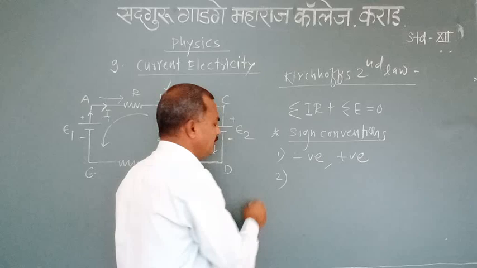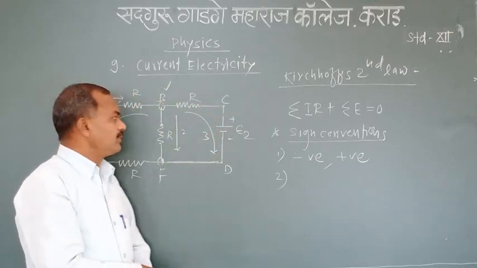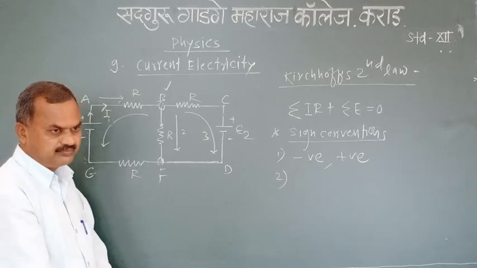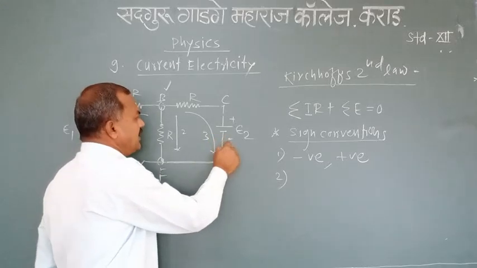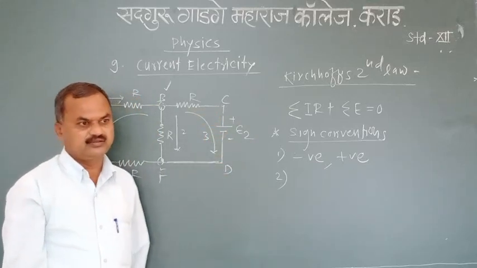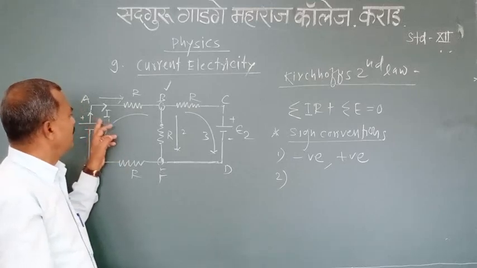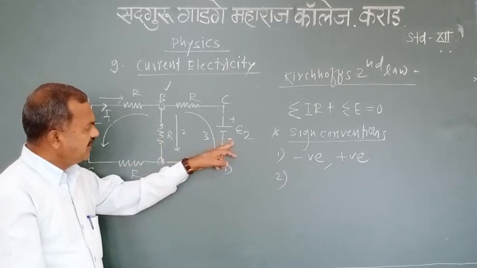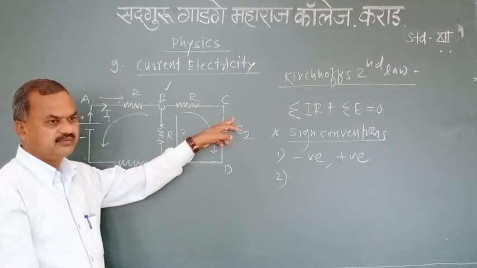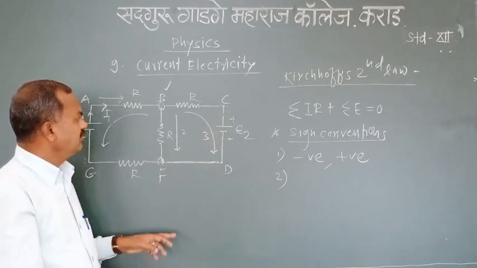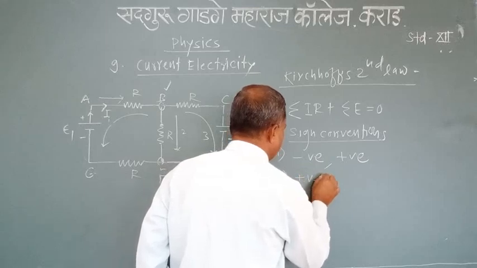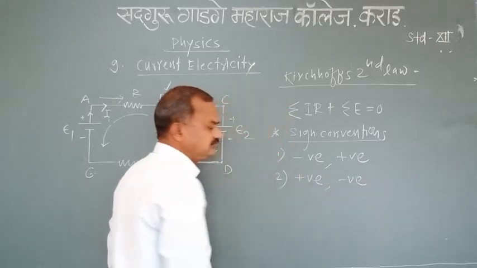Second, while tracing the loop, if we traverse from the negative terminal of the battery to the positive terminal of the battery, then the EMF of the cell is taken as positive, otherwise it is negative.